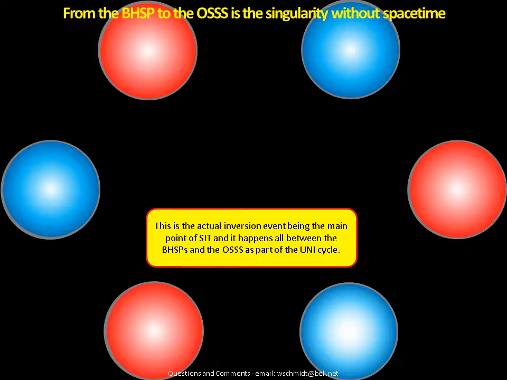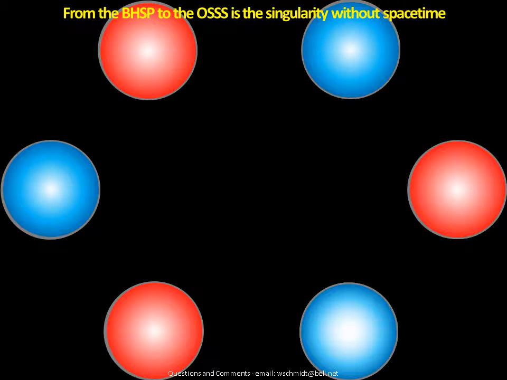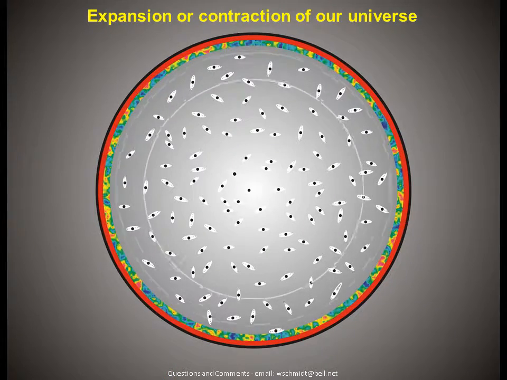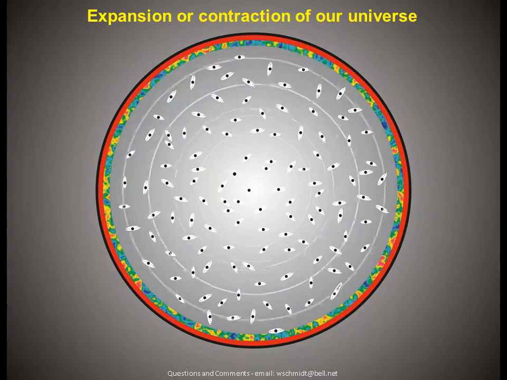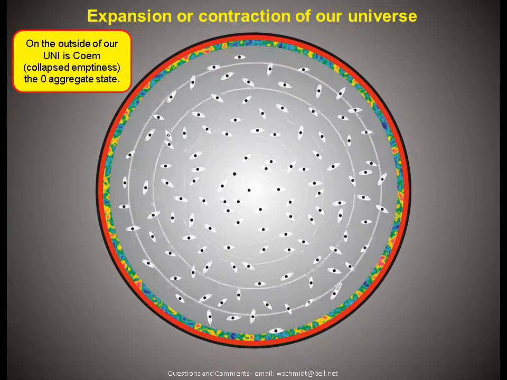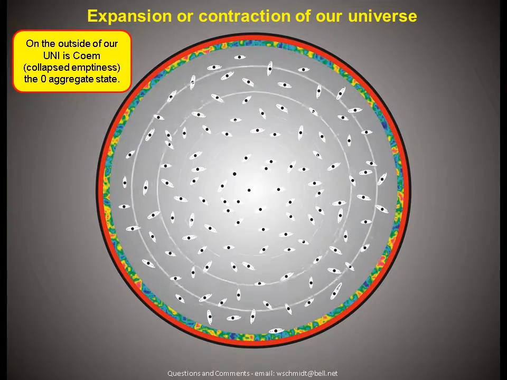This is the actual inversion event, being the main point of SIT, and it happens all between the black hole singularity points and the outer spherical singularity shell, as part of the universe loop cycle. Expansion or contraction of our universe. On the outside of our universe is COEM or collapsed emptiness, the zero aggregate state.